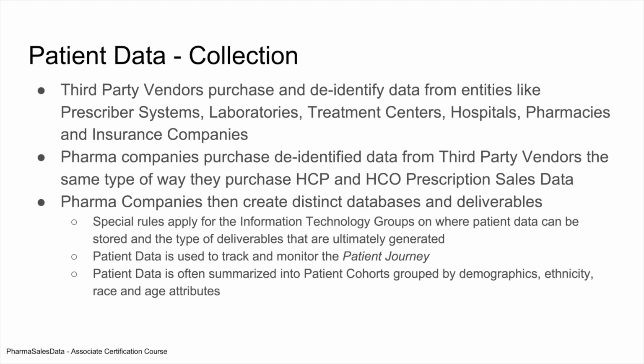Patient data collection. Third-party vendors purchase and de-identify data from entities like prescriber systems, laboratories, treatment centers, hospitals, pharmacies, and insurance companies. Pharma companies purchase de-identified data from third-party vendors the same way they purchase HCP and HCO prescription sales data. Pharma companies then create distinct databases and deliverables. Special rules apply for the information technology groups on where patient data can be stored and the type of deliverables that are ultimately generated. Patient data is used to track and monitor the patient journey. Patient data is often summarized into patient cohorts grouped by demographics, ethnicity, race, and age attributes.